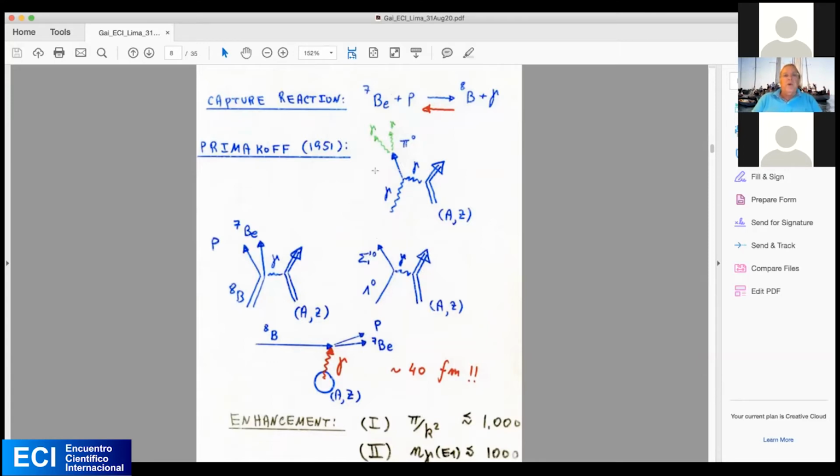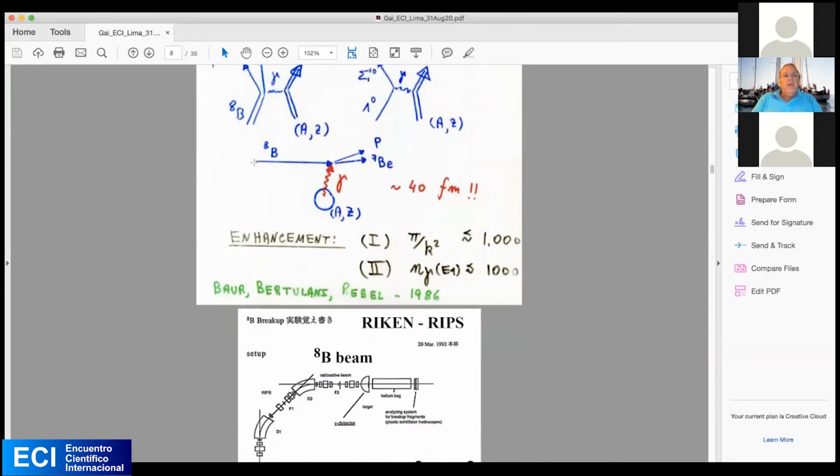In 1951, Primakoff proposed this process, and that's how we know the lifetime of the pi 0. So the idea that I had: let's have a beam of boron-8 passing by a high Z nucleus and exchange a virtual photon, and look at the proton and the beryllium-7 coming out. We have to be far away from the nucleus, so there will be no nuclear interaction, only Coulomb interaction. We have to be about 40 Fermis away. And if we do that, that means everything is in the forward angle.